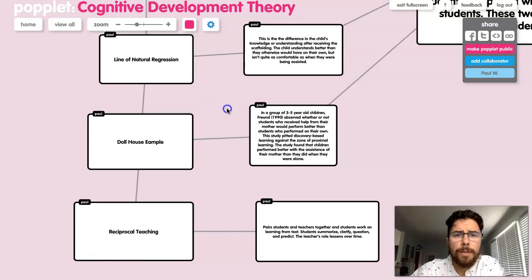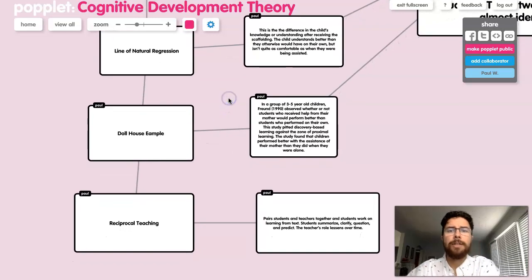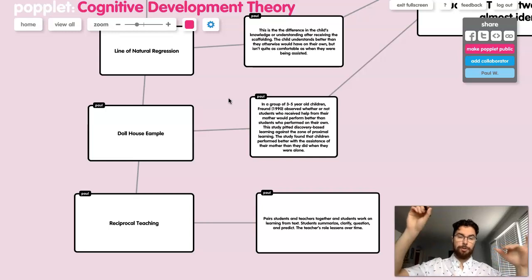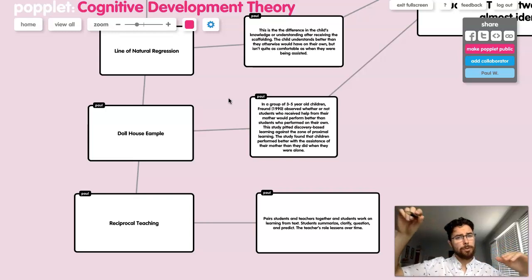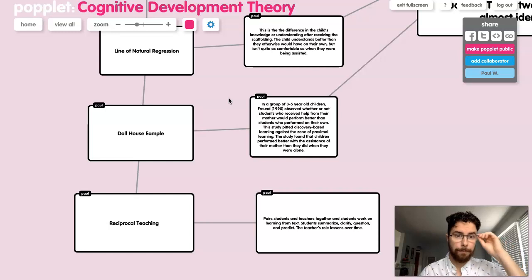Line of natural regression. So this is the difference of attainment when you get that little boost. So before you got the boost, you were here. After you got the boost, you're there. And you're a little bit more comfortable after you get the boost to do it on your own the next time. That's sort of the natural regression line.